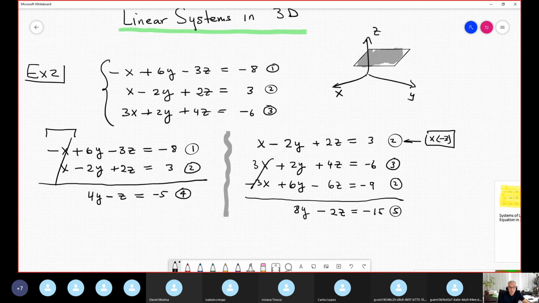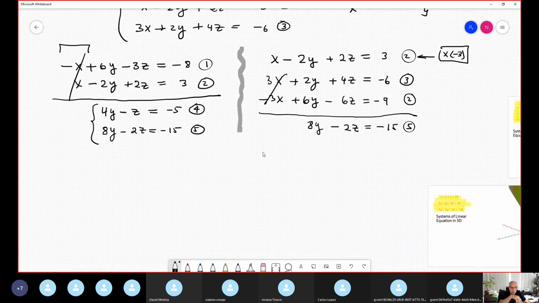And you put together 4 and 5. I put 4y minus 2z equal -15, equation 5. And we focus on solving the system case 2 equations and 2 unknowns, similar to the 2D problem. So you are doing reduction of the dimension. You convert the problem from 3 dimensions to 2 dimensions. Okay, this is the idea.